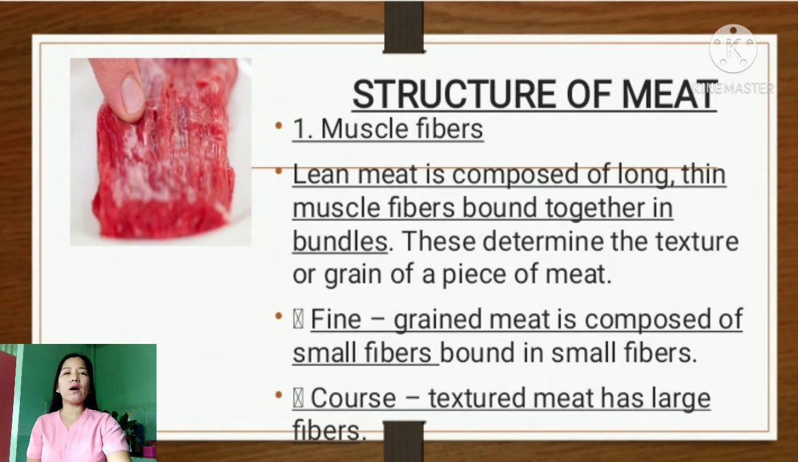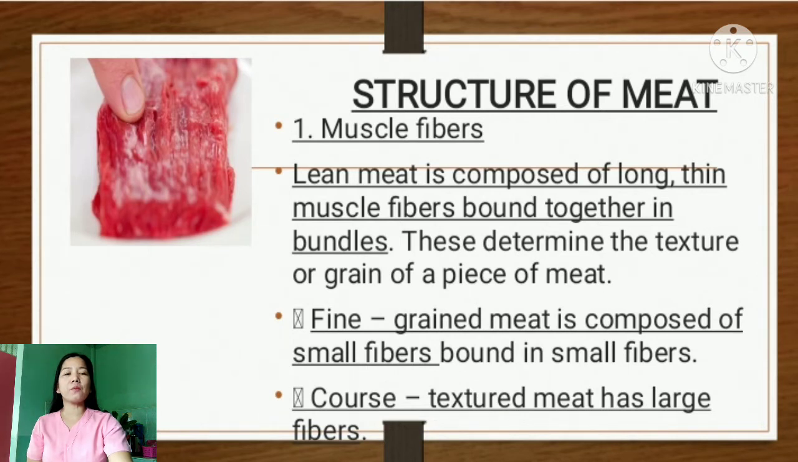Okay, let us discuss now the structure of meat. So, kung titingnan ninyo ang karne, meron siyang tinatawag nating taba at meron siyang laman. The structure of meat, the first one is called the muscle fiber. So, the muscle fiber or yung mga hibla. Lean meat is composed of long, thin muscle fibers bound together in bundles. This determines the texture or grain of a piece of meat.